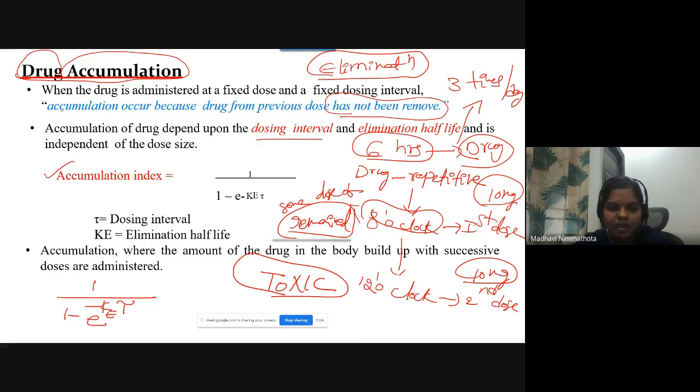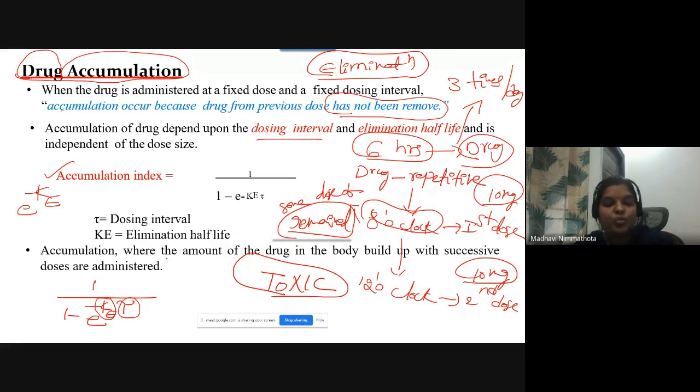Here Ke is nothing but your elimination rate constant. In some textbooks, they have written it as e to the power of minus K, where K is nothing but your Ke. So just remember that. Ke is the elimination rate constant, and tau is nothing but the dosing interval.